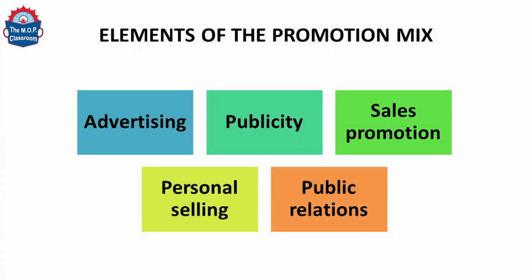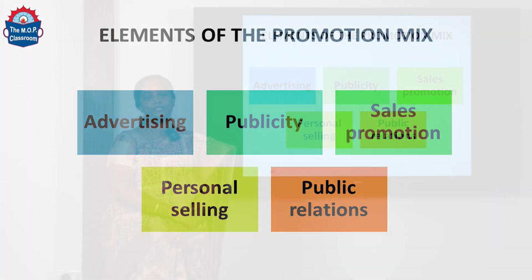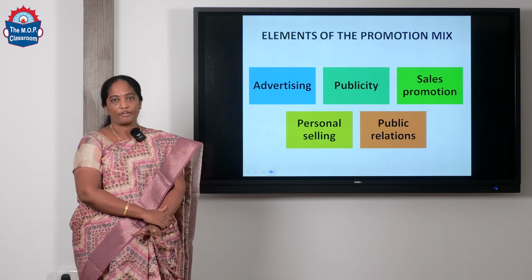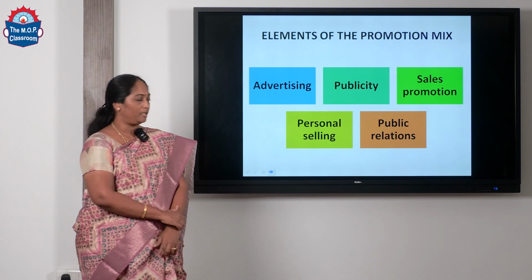Next we move on to the elements of the promotional mix, which include advertising, sales promotion, publicity and so on. There are basically 5 elements and we are going to see each one of them in detail.